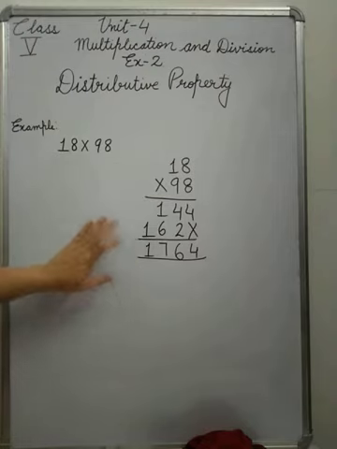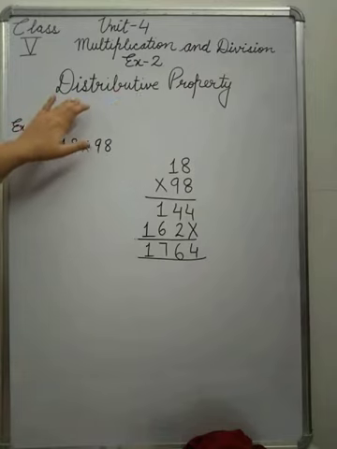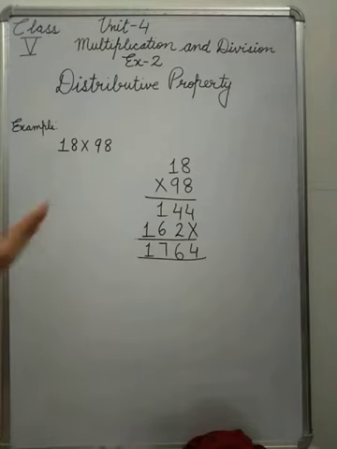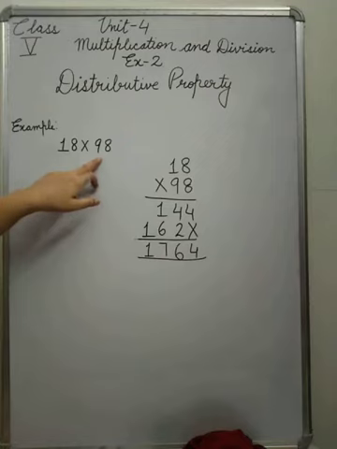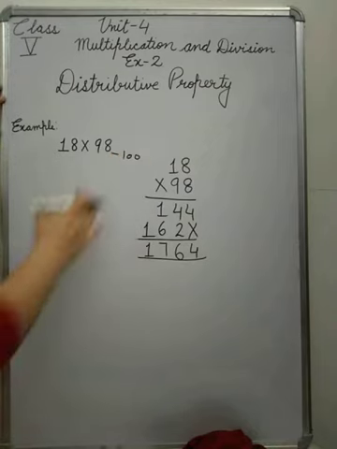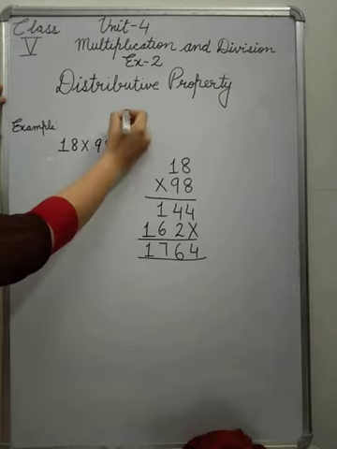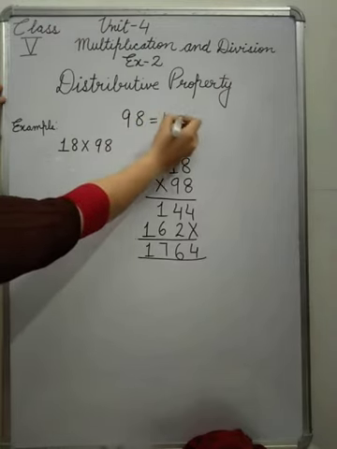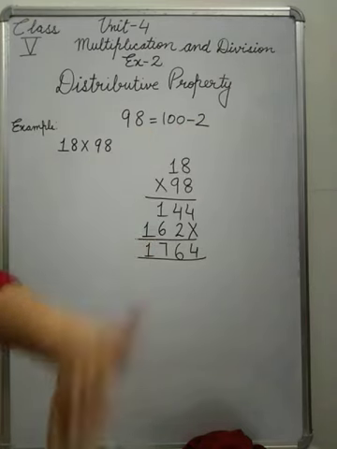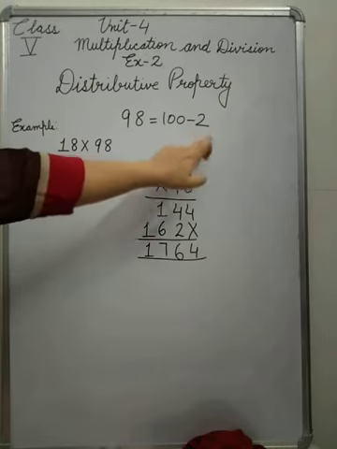Okay, now see how we are applying distributive property. The bigger number will be made smaller and then we multiply. Okay, this is a simple method. Now 18 and 98. Now you know 98 is very near to 100. You can write 98 as 100 minus 2. There is no difference. 98 can be written as 100 minus 2.